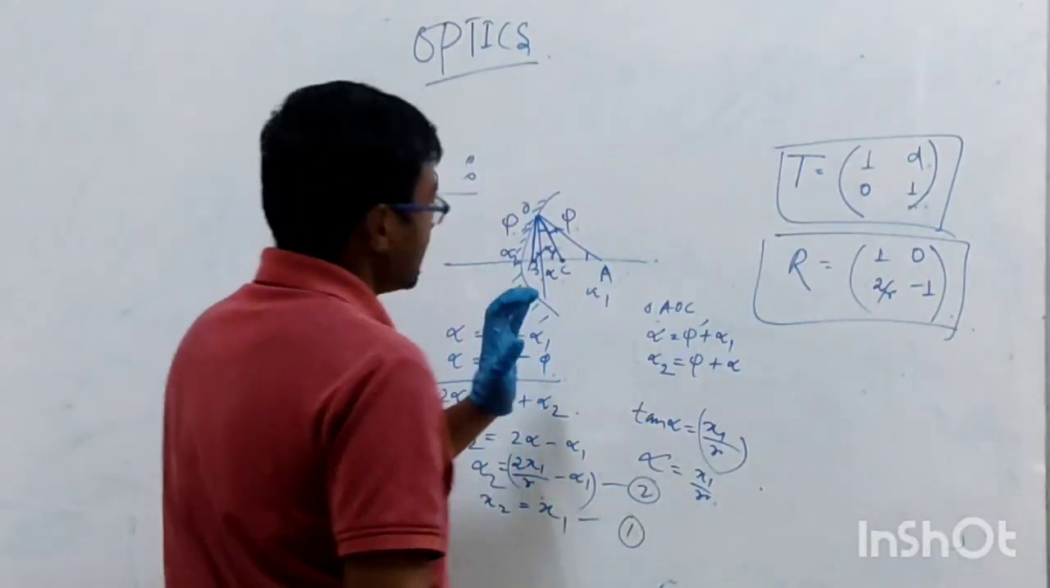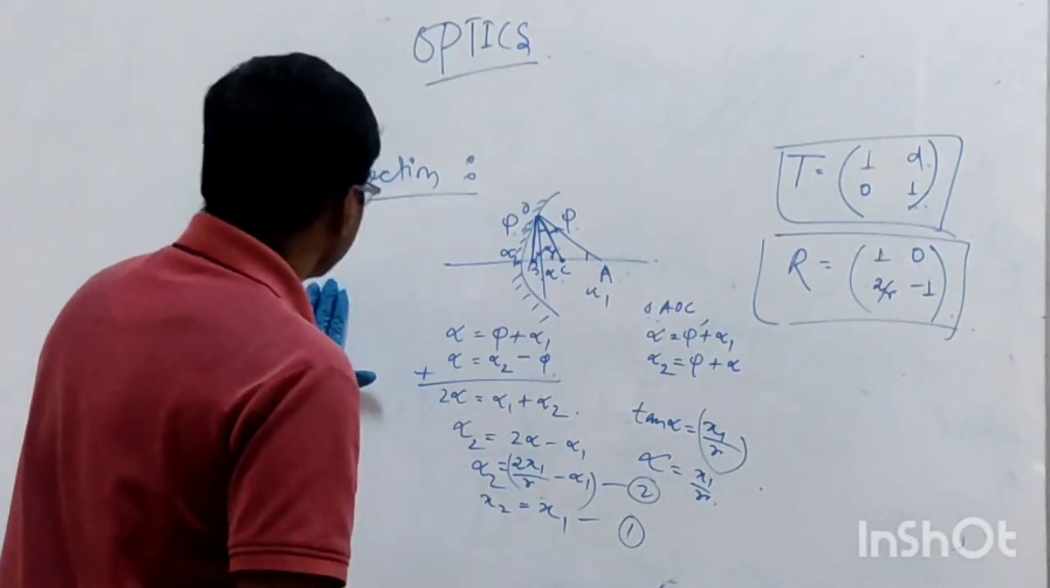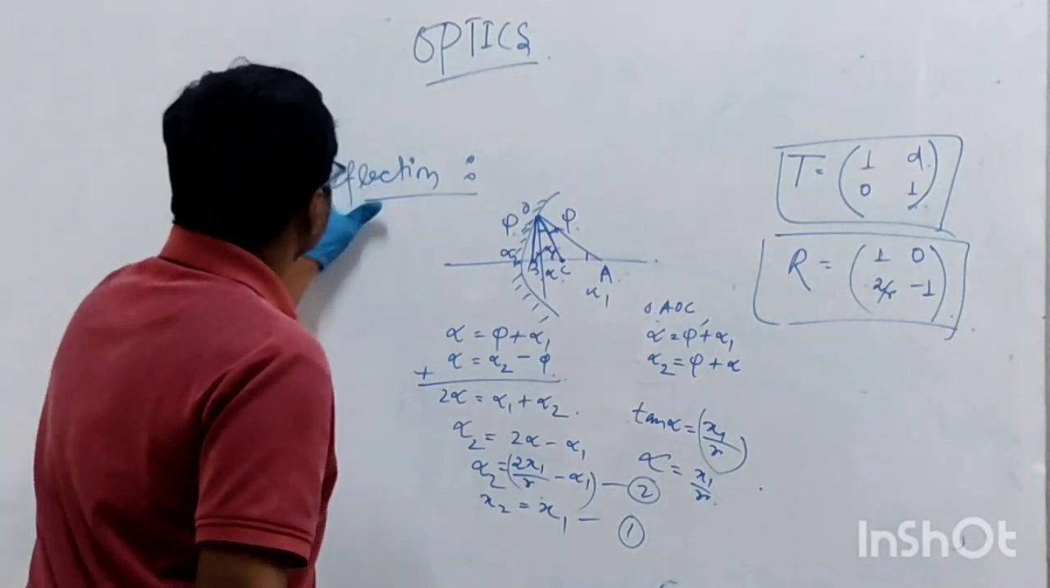This is the matrix representation of the reflection operation. Then we have to go for the refraction operation.